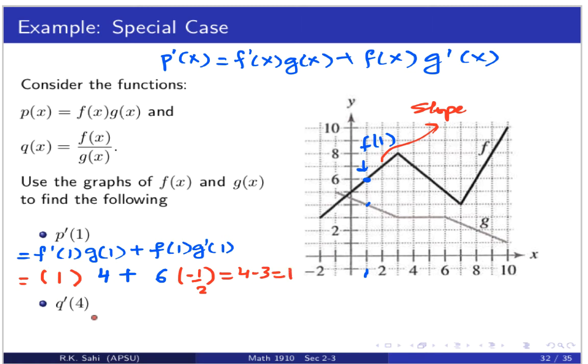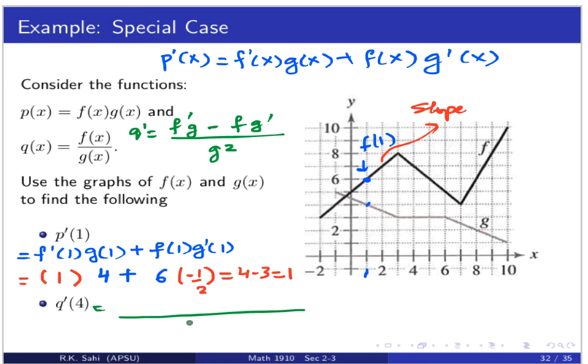Okay, let's look at q prime of 4. Now remember once again the formula I told you. So I'm going to write this down, formula again. q prime is g squared, f prime g minus f g prime. Okay, so q prime of 4 is going to be what? It's going to be g of x, the g of 4, the whole square. Remember, x is now going to be replaced by 4.